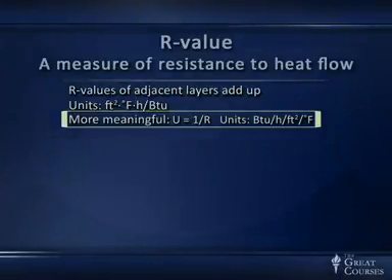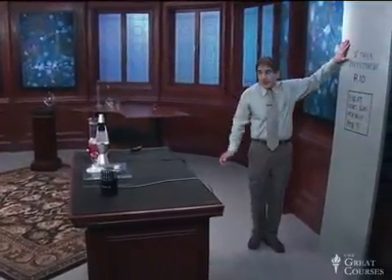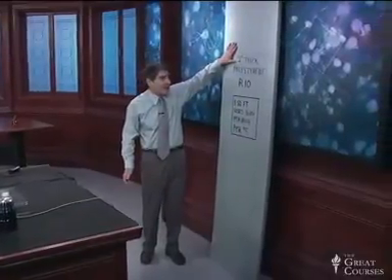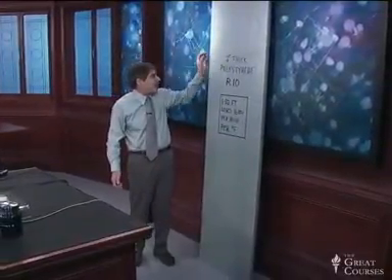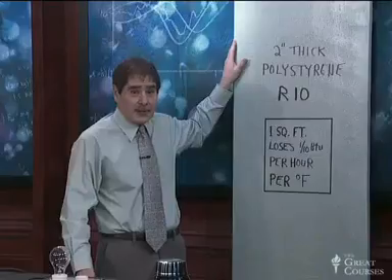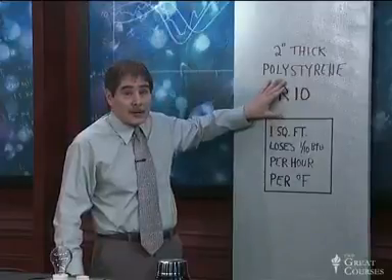What does that mean? It means if I have a piece of insulating material, and here I've got a piece of styrofoam or polystyrene, extruded polystyrene insulation. It's 2 inches thick. This is the kind of stuff you'd use on the walls of a basement, for example. It's 2 inches thick, and it happens to have an R value of 10.